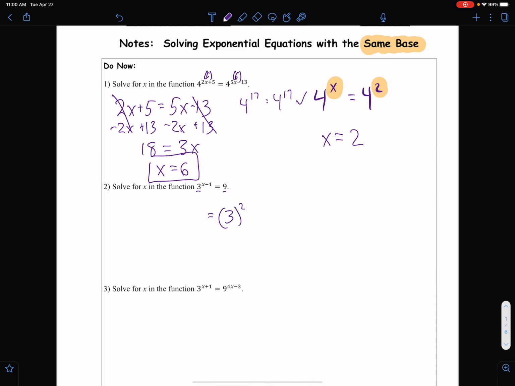So now, look at what happens. What does that accomplish when we rewrite the equation like this? Well, each side has the same base. So now we can just set the exponents equal to each other, solve for x, and we get x is equal to 3.